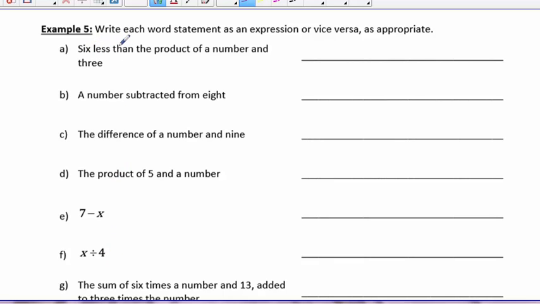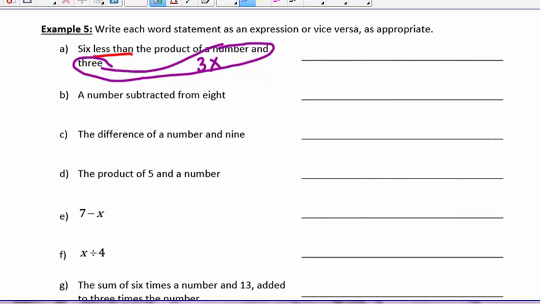So, 6 less than the product of a number and 3. Alright, so less than can be tricky, so we really need to listen to how this sounds. Right? 6 less than a product of a number and 3. I'm going to pause on less than, and I know what the word product means. That's a multiplication. The product of a number and 3 is going to be, say, 3 times x.